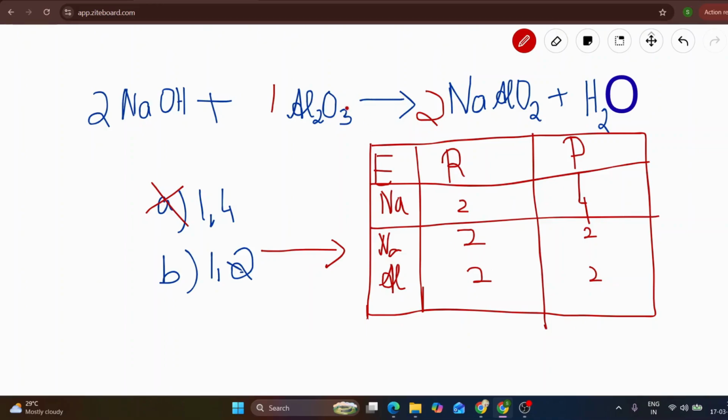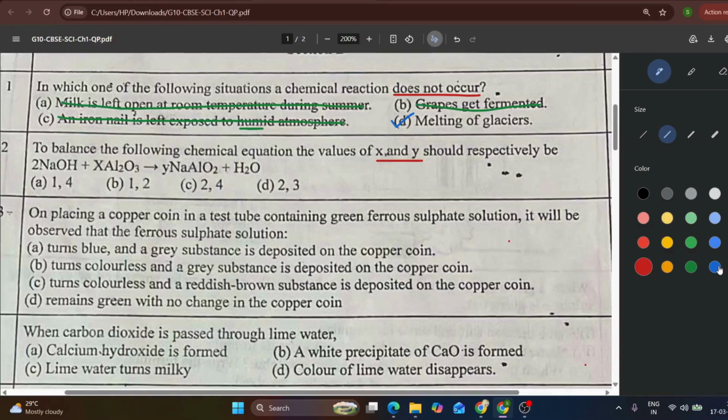Now come to oxygen. Oxygen on the reactant side you have 1 plus 3, which is 4, and on the product side 2 into 2, which is 4. Completely balanced. You need not check hydrogen, because you have checked sodium, aluminium and oxygen, and both sides are completely balanced. Therefore, the answer is 1, 2.